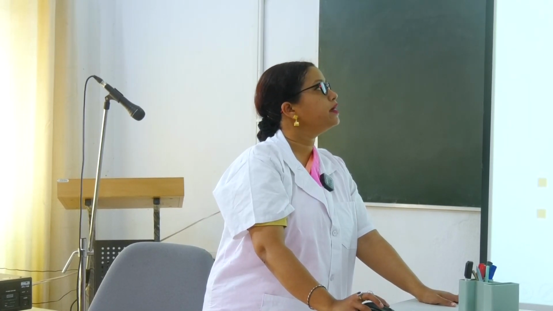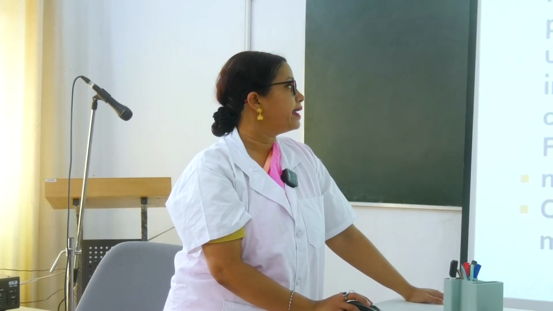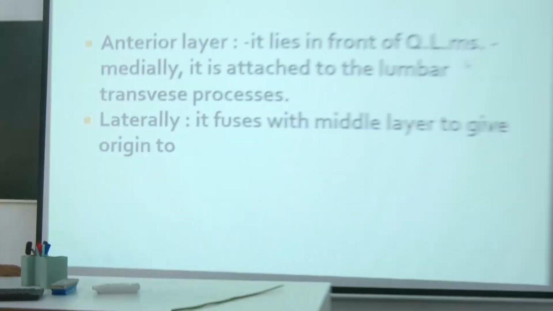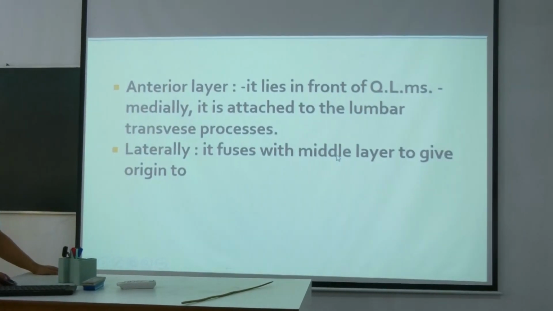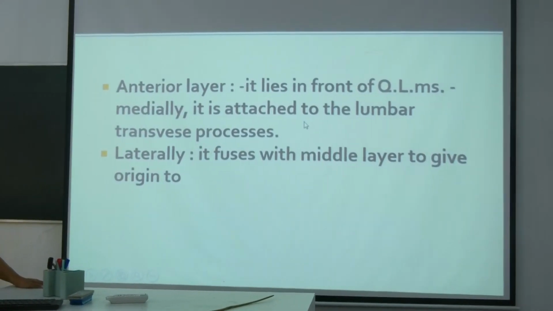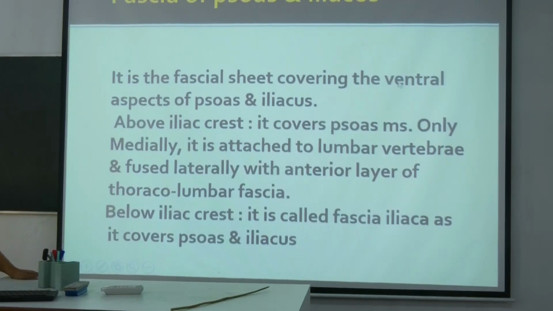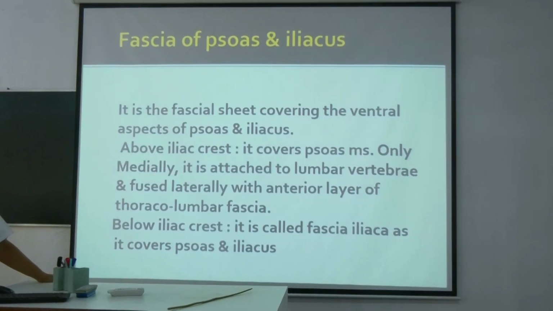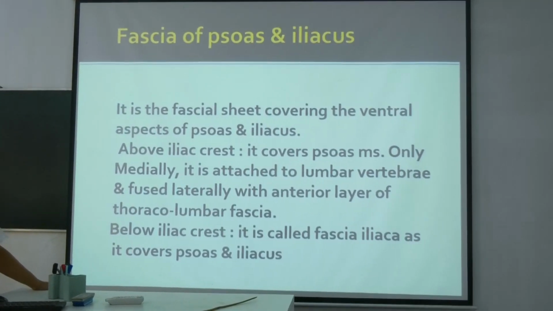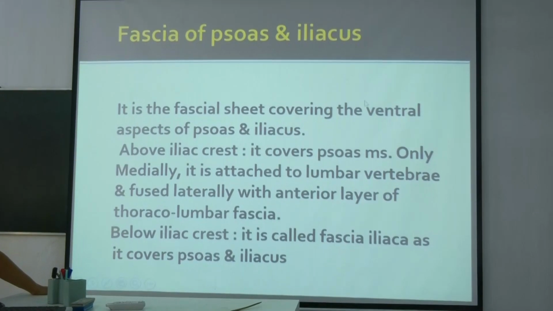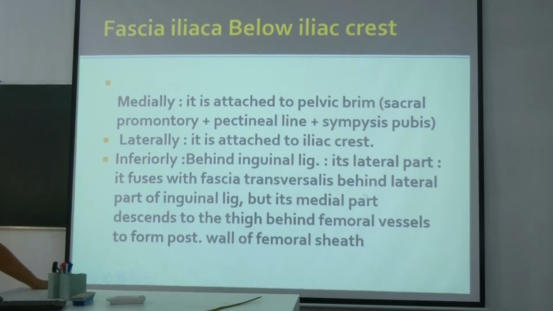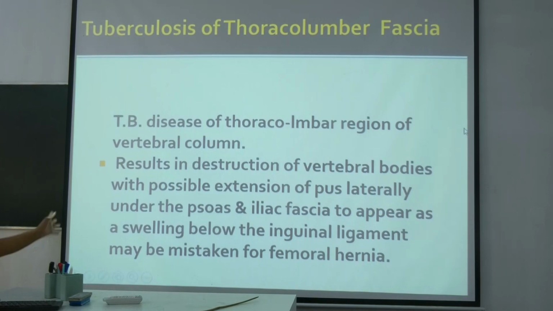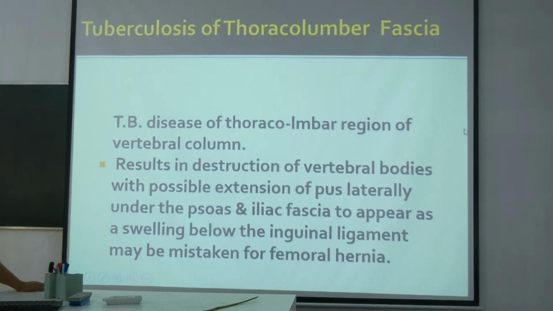Now coming to the middle layer, middle layer বলেই দিয়েছি কোন মাসেলকে এনক্লোজ করছে, কোয়াড্রেটাস লাম্বোরাম। আর অ্যান্টেরিয়র এর মিডল ফাসা দুজনে মিলে কাকে করবে, দ্যাট ইজ দ্য সোয়াস মেজর। অ্যান্টেরিয়রটা করবে সোয়াস মেজর। ওকে, নাও ফাসা ফর দ্য সোয়াস মেজর এন্ড ইলিয়াকাস, দুটো মাসেল কি আলাদাভাবে? ইট হ্যাজ গট সেপারেট ফাসা। ওকে, বোথ সোয়াস মেজর এন্ড দ্য ইলিয়াকাস। ওকে, so next one is, write it down, clinical anatomy, tuberculosis of thoracolumbar fascia.